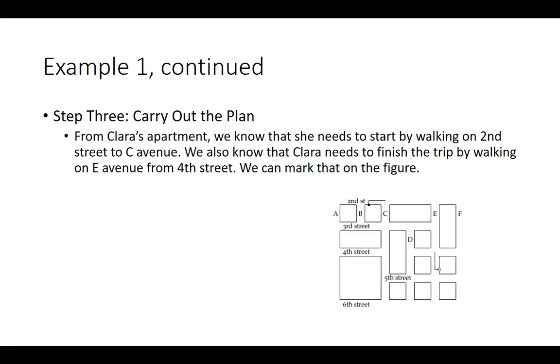We also know that Clara needs to finish the trip by walking on E Avenue from 4th Street. We can mark that on the figure. Why? Because it's the only way to get to the store that is a direct route. If we're coming from any other direction, that means that we had to have moved away from the store.